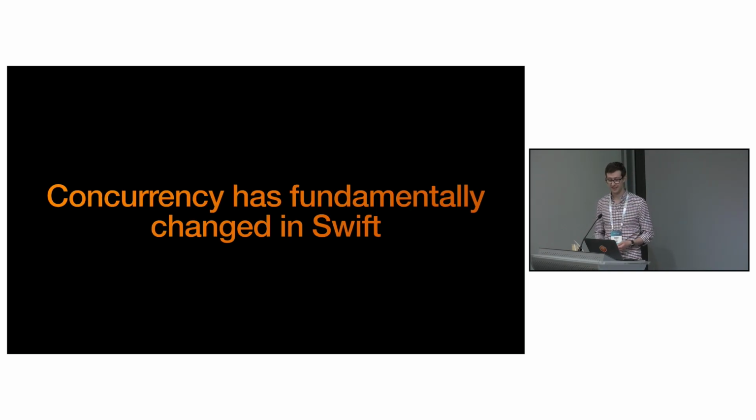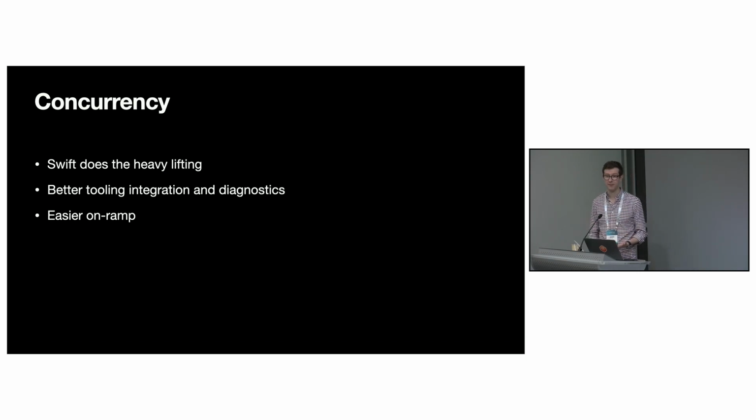Concurrency has fundamentally changed in Swift, and the nature of how we write concurrent programs is significantly different to when we wrote the first version. There are so many benefits to using Swift's native concurrency. Being a language feature is a force multiplier. Any concurrency-related improvements to the compiler, runtime, and language come for free.